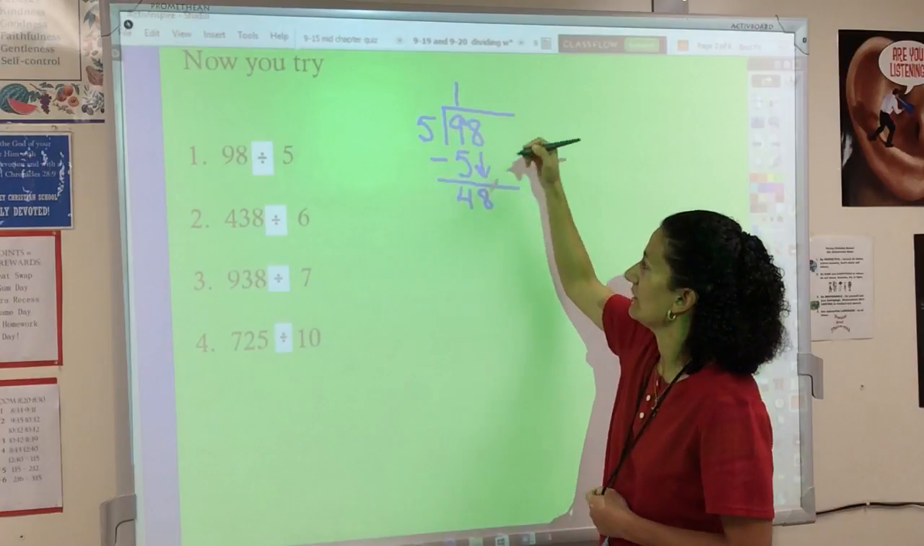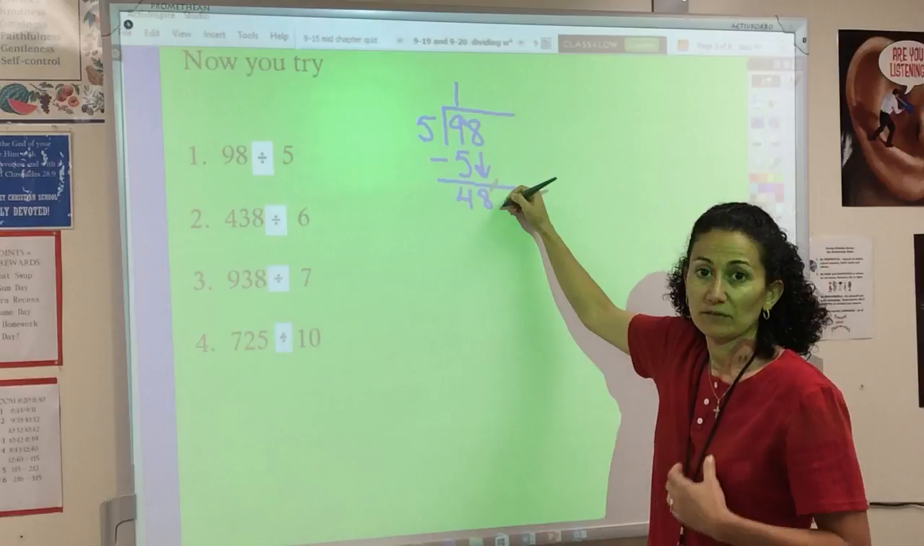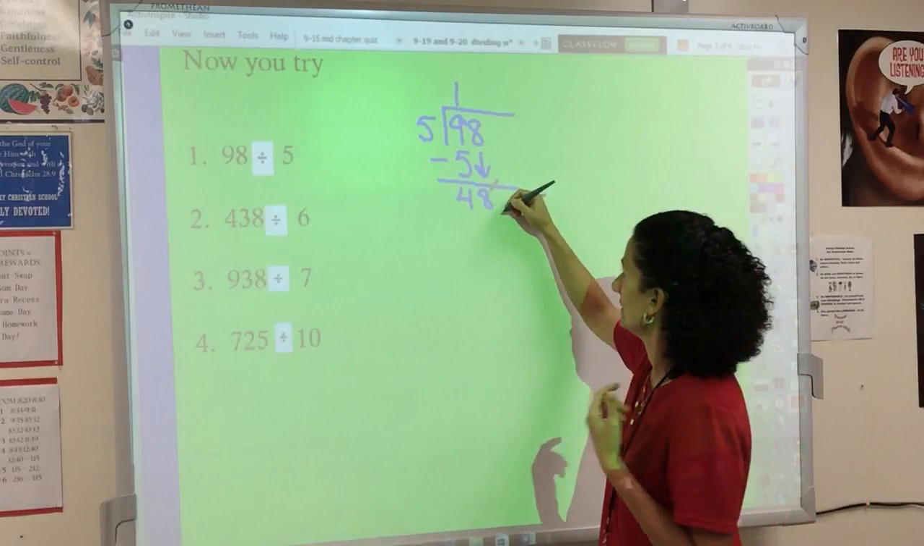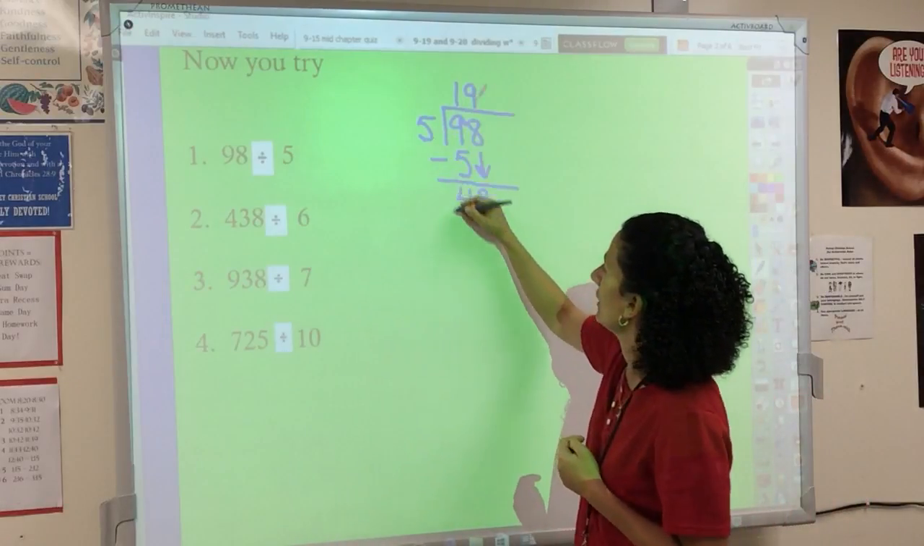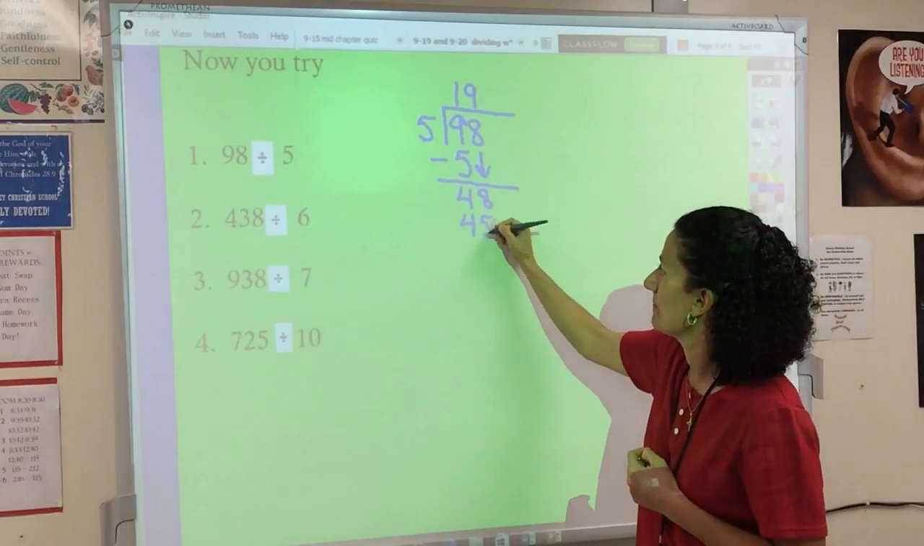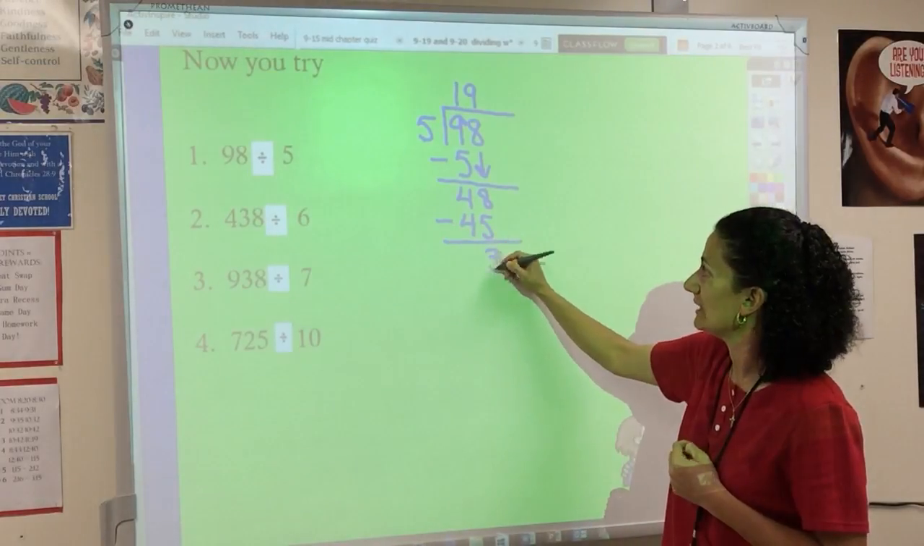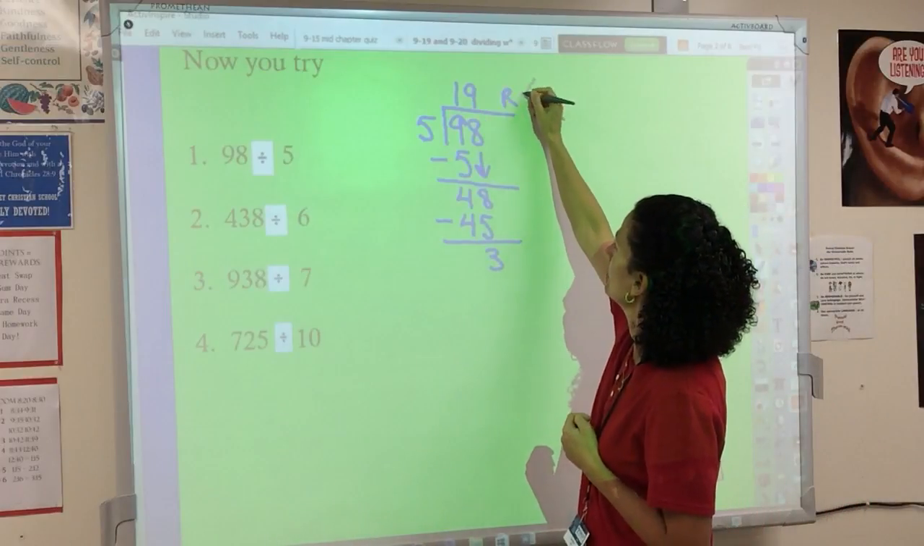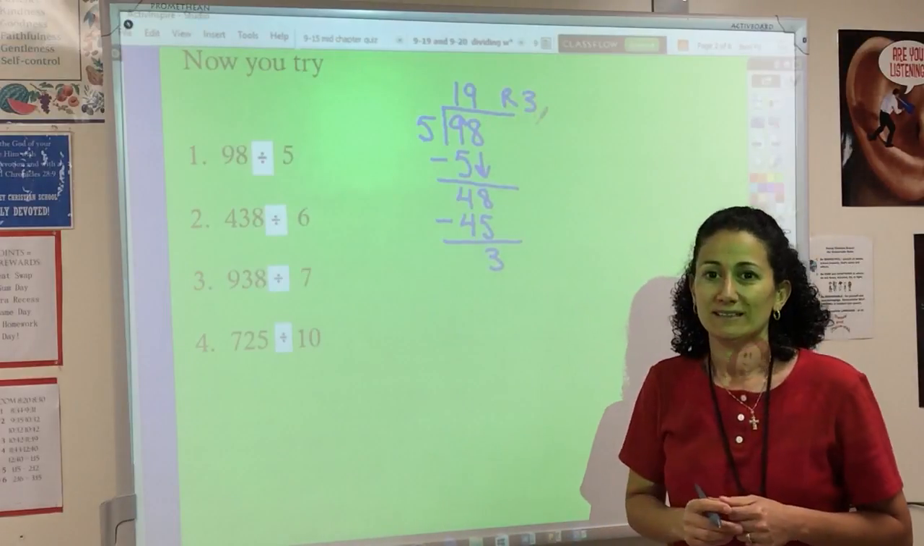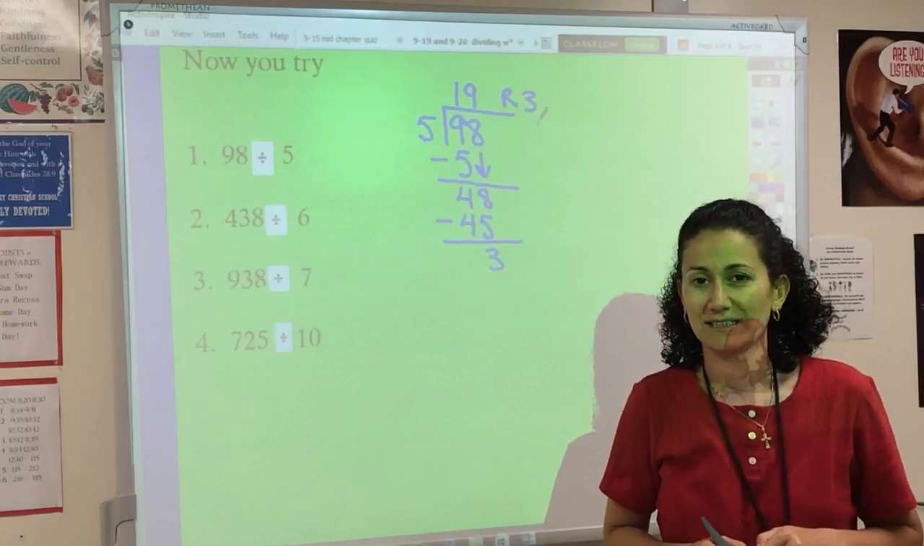Now I'm going to divide 5 into 48. And I'm thinking of my 5 times table, so that is 9. Because 9 times 5 is 45. I subtract, and my remainder is 3. So that's what I'm going to write up here. How'd you do on number 1? Did you get 19 remainder 3?